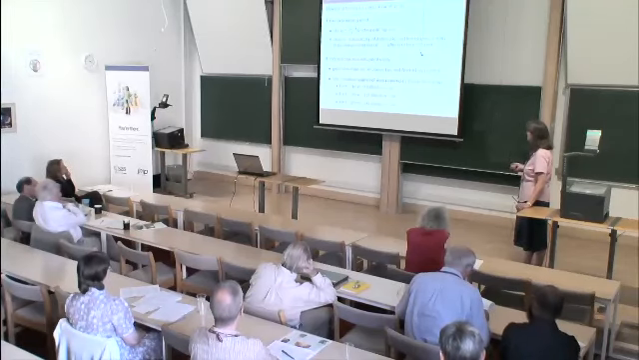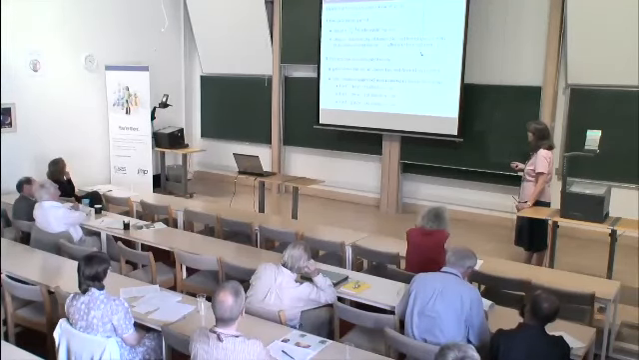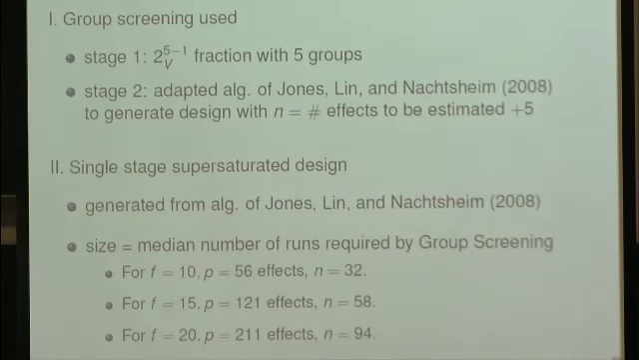Okay, so what we end up with is for 10 factors plus the interactions, that's 56 effects, including the mean that you're trying to estimate. We're looking in our simulation at 32 runs. For 15 factors, 121 effects, we're looking at 58 runs, and for 20 factors, 211 effects, we're looking at 94 runs. We could have chosen different sizes, but that's what we chose.